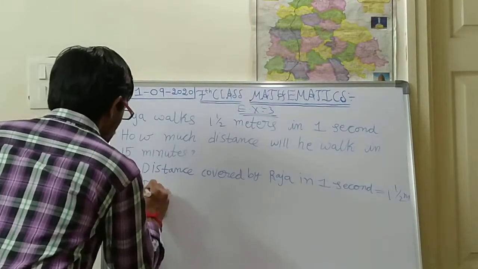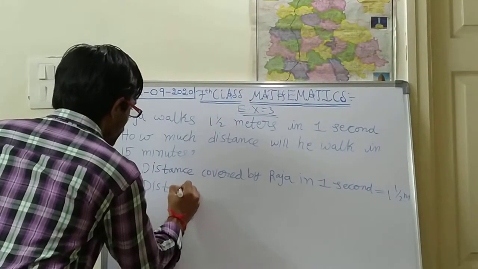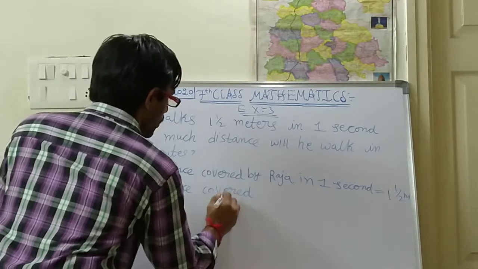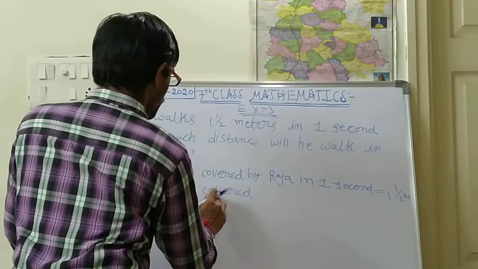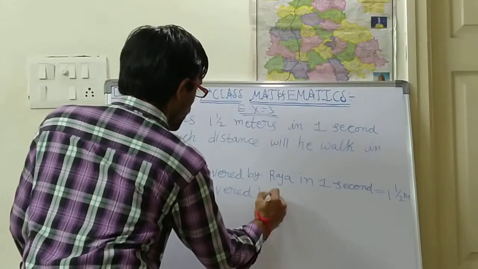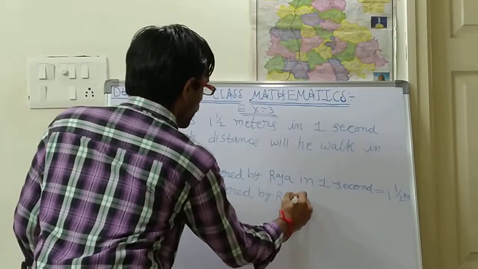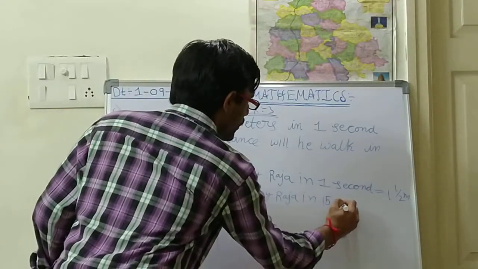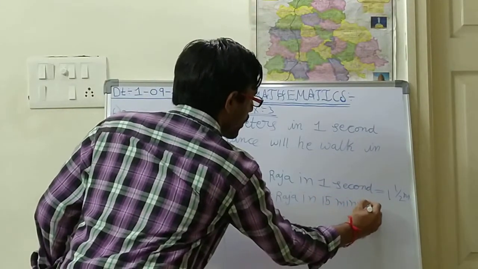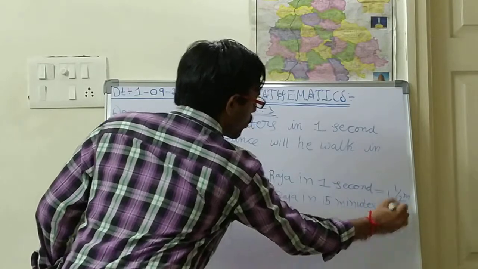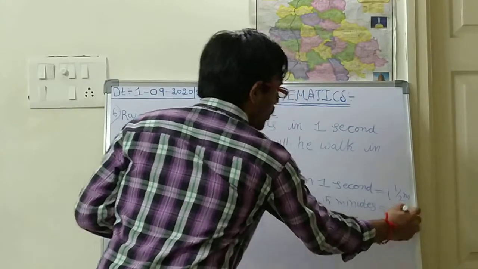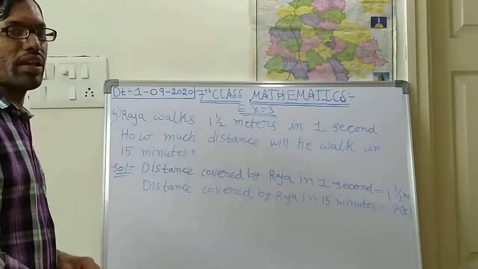So distance covered by Raja in 15 minutes. He is asking in 15 minutes. We don't know that one. Okay, so let it be X. We don't know, so let that answer be X.